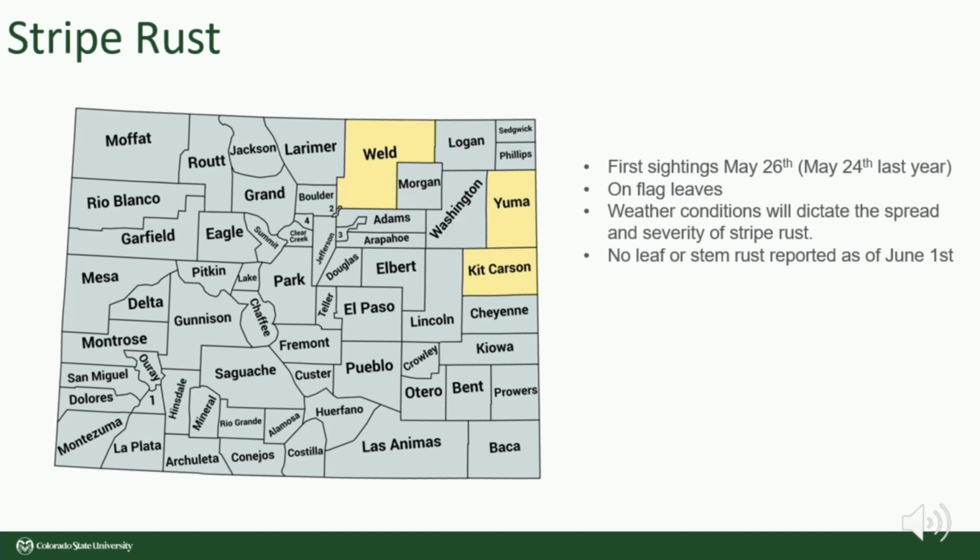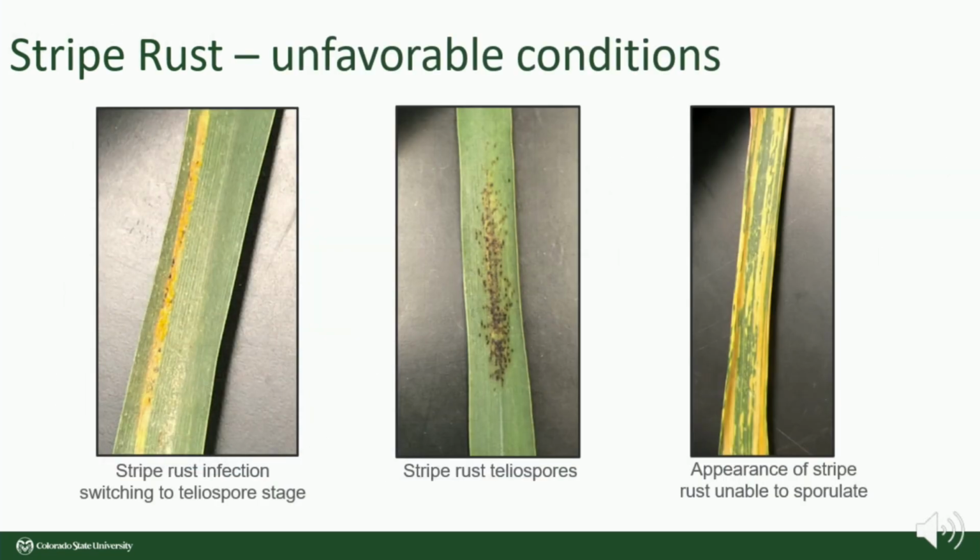We've had very limited observations of stripe rust in Colorado this year. It was first sighted on May 26th near Roggen, Colorado. Last year, the first report was on May 24th. We also have reports from the Burlington area and near Yuma. We have not had any reports of leaf or stem rust in Colorado this season. Weather conditions are currently not conducive to spread stripe rust.